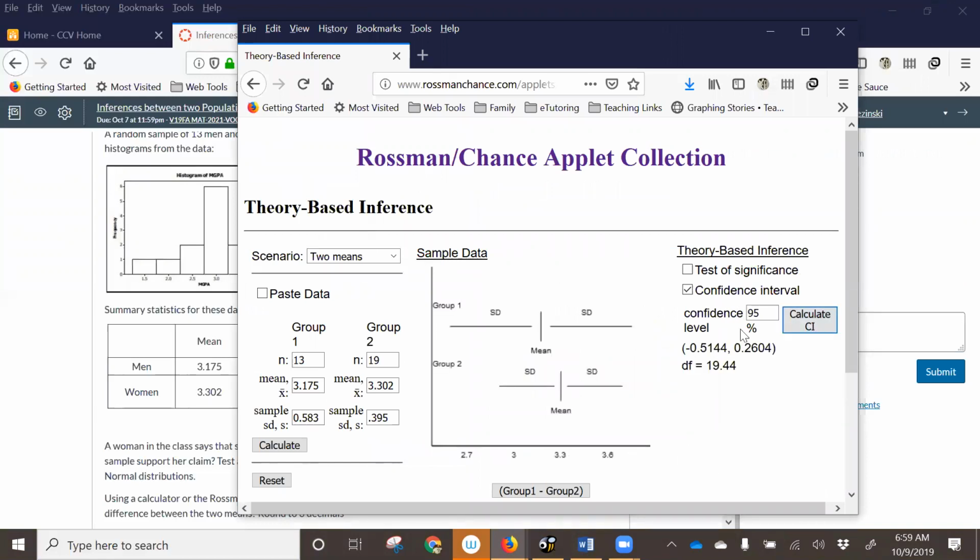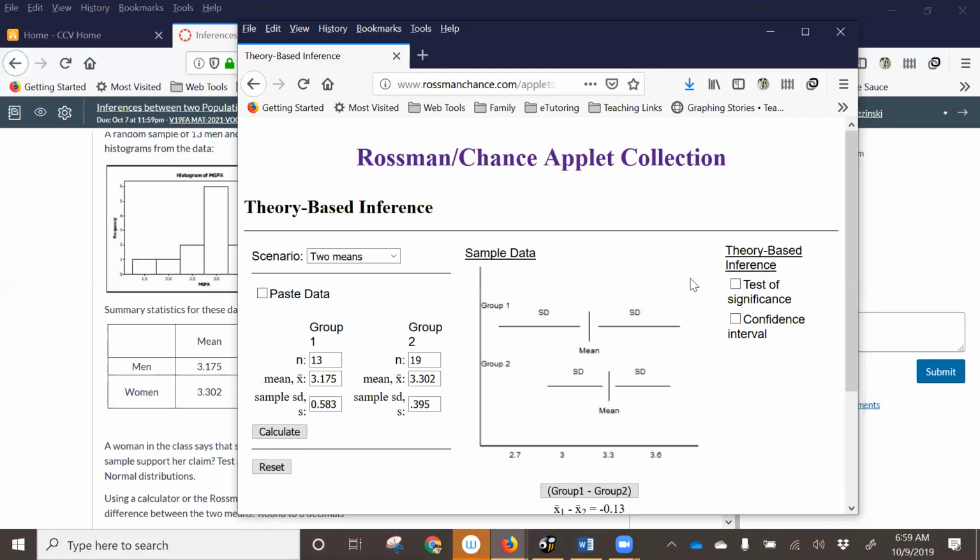Let's get the confidence interval first. So I guess you're right. The difference between the men and the female GPAs, with men in group 1, could be as much as 0.5 GPA points below the men's average, or as much as 0.26 above the men's average. Because that contains 0, that tells me it's probably not going to be statistically significant.